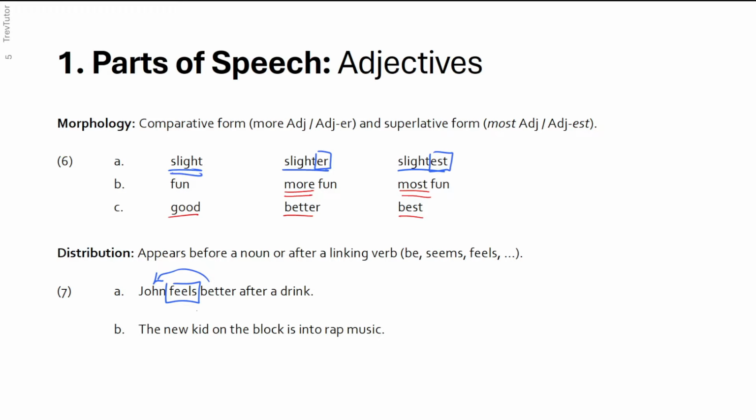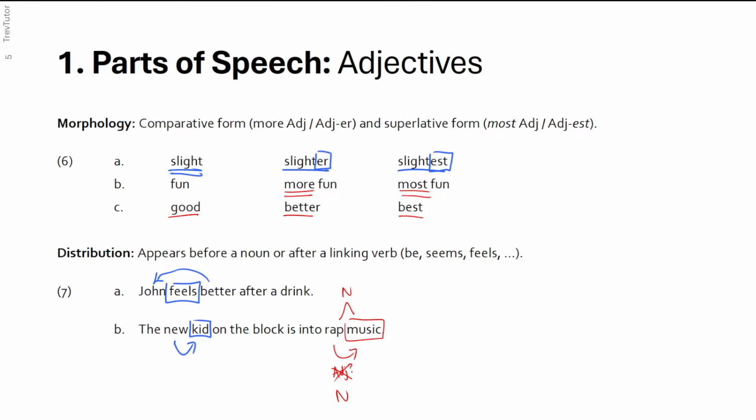In 7b, the new kid on the block is into rap music. So we have kid, and then new is describing kid. And we could say the newer kid or the newest kid. So we could change the form of that adjective to prove that it's an adjective. In the case of rap music, it might seem like music is a noun and rap is an adjective, but we can't really do the same thing. We can't say into rapper music or into rap best music. Instead, this is not an adjective, this is just another noun, and it forms a compound. So rap music would be considered as one noun together.